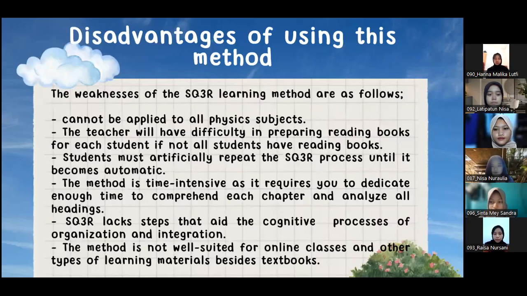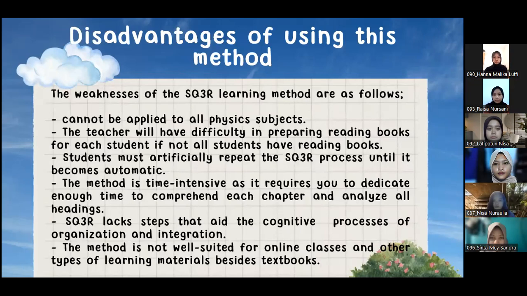Okay, thank you to the moderator for the opportunity. Here I will explain the disadvantages of using this method. According to Terms S 2023, the weaknesses of the SQ3R learning method are: first, this strategy cannot be applied to all physics subjects because physics material is not always easily understood by reading alone, but also needs practicum.